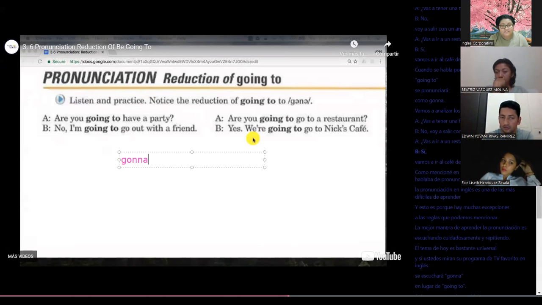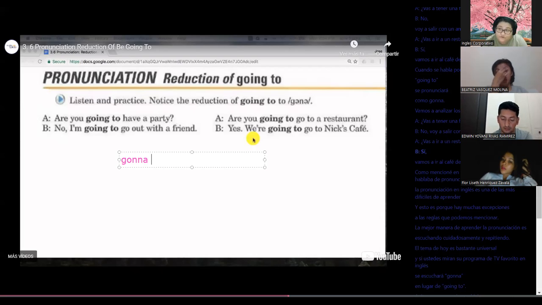Y si ustedes se han fijado en muchas de las canciones que a usted le gustan en inglés, no dicen going to, sino que usted lo ve escrito como gonna. Así tal cual como lo tienen en pantalla, gonna. ¿Qué significa? Going to. Solo que es la manera contractada, right? Pero contractada de manera informal.